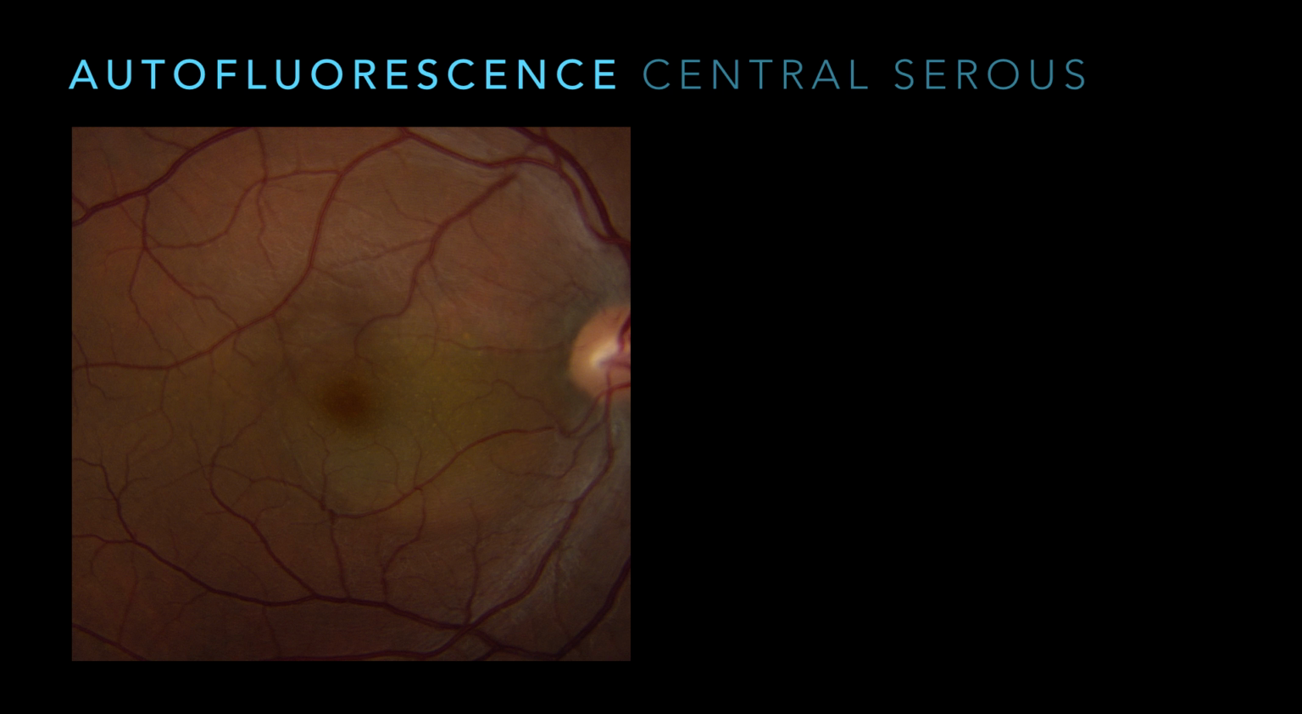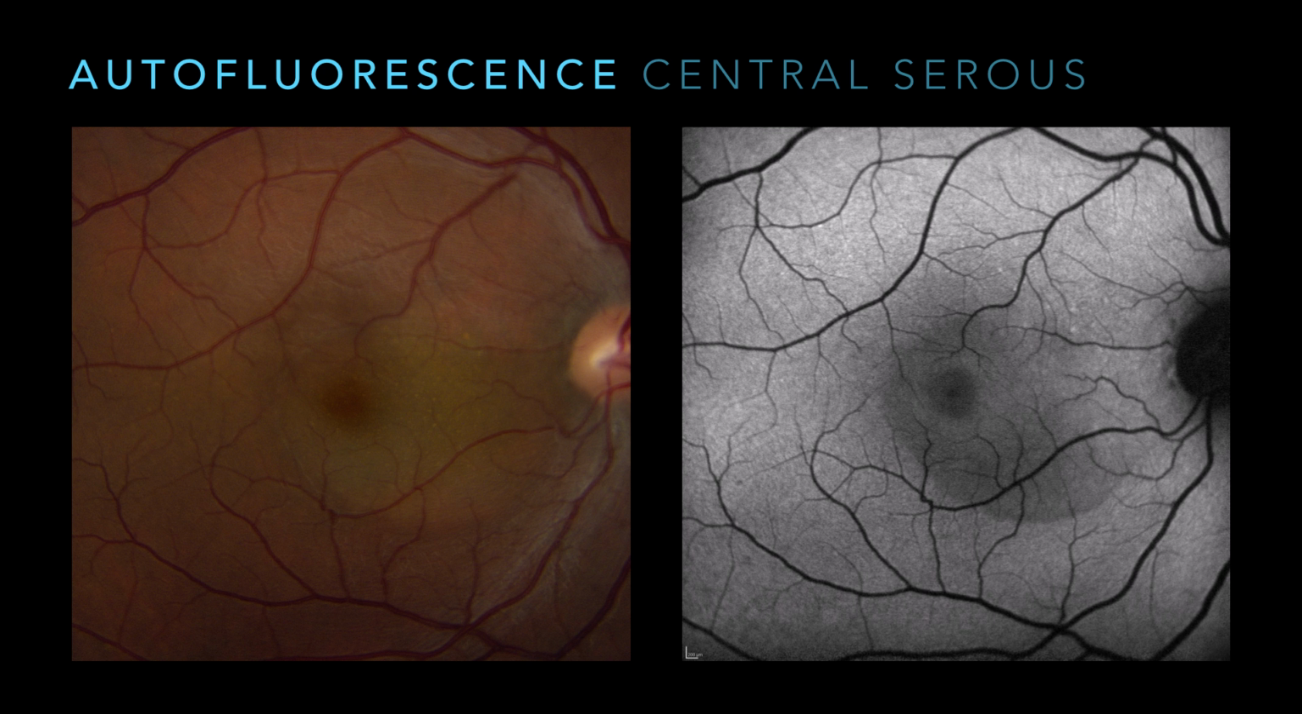I think this is an interesting case because it's a patient of mine with central serous, and you can see the subretinal fluid here. The subretinal fluid is evident on the autofluorescence image, but it also attenuates the signal, so we're blocking a little bit of that normal RPE autofluorescence. And I'll come back to this image in a little bit.